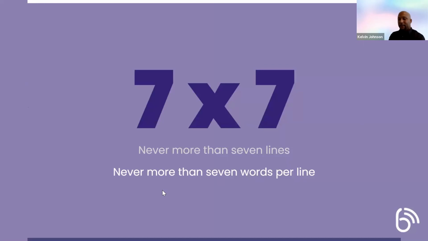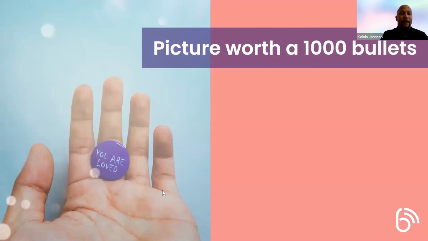A rule of thumb comes from my COO: never more than 7 lines, never more than 7 words per line. If you want a rule of thumb of what's too much text, I would almost go 6 by 6 to make it even more concise, but this is a common rule of thumb that we've seen in the market. My favorite: a picture's worth 1,000 bullets.